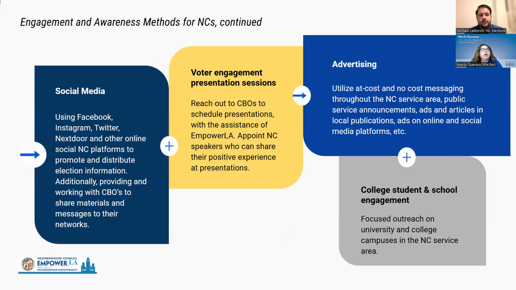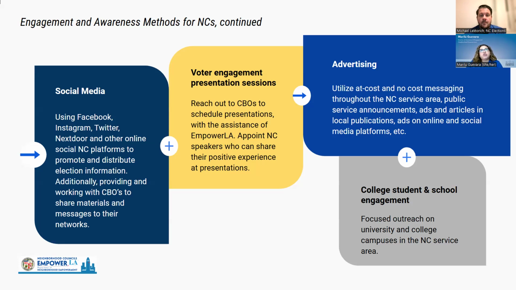Obviously, your social media. You should be prepping your Facebook, your Instagram, your X, or if you still call it Twitter, your Nextdoor, and any other social platform that you distribute information on, and prepare to distribute some of the election information. Additionally, if you work with community-based organizations, make sure that you follow them online and that they follow you online, so that when you post, they can see the materials and the messaging that you're posting.